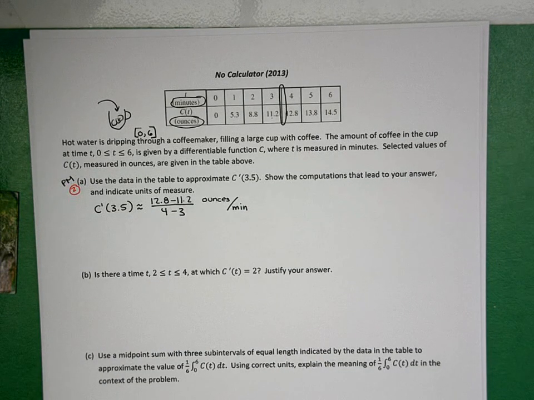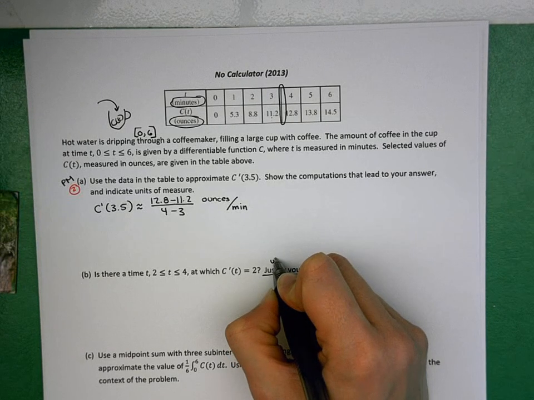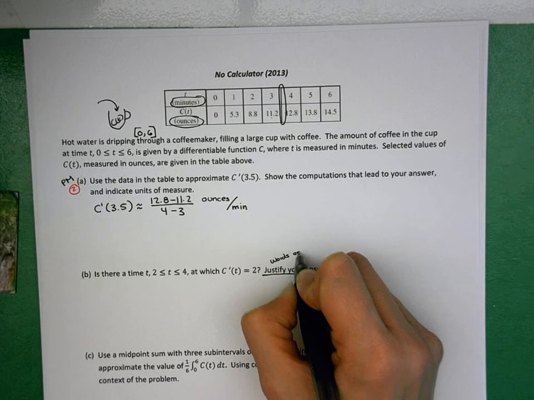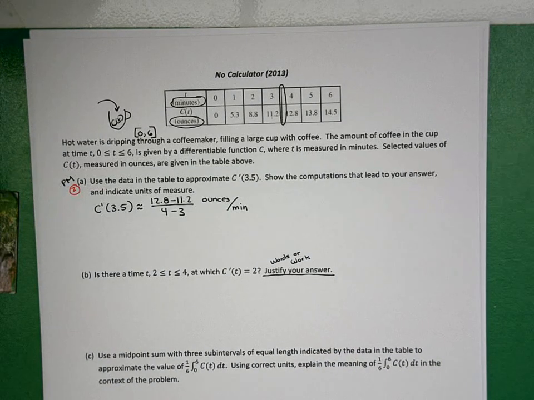Okay, B, we have, is there a time t between 2 and 4 such that C prime equals 2? Justify your answer. Now, when you see justify, it means words or work, whichever is most applicable and whichever is thorough. For me, I usually go with both unless I am sure my work leaves no room for any sort of doubt when it comes to supporting my answer.